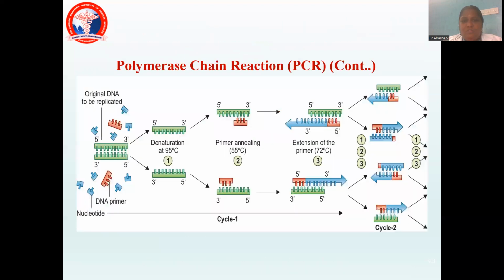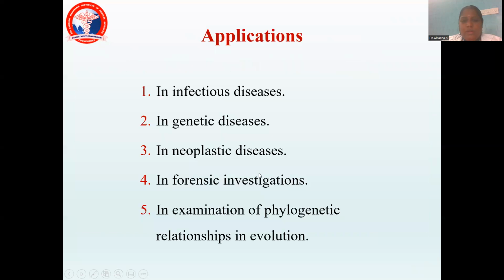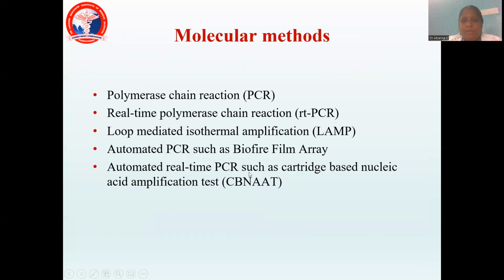We discussed the same thing. The first step is denaturation, then annealing, and extension. And then the cycle repeats till the product is amplified to the desired quantity. These are the different types of PCR. We have real-time PCR, loop-mediated isothermal amplification, automated PCRs, and automated real-time PCRs based on CBNAT.